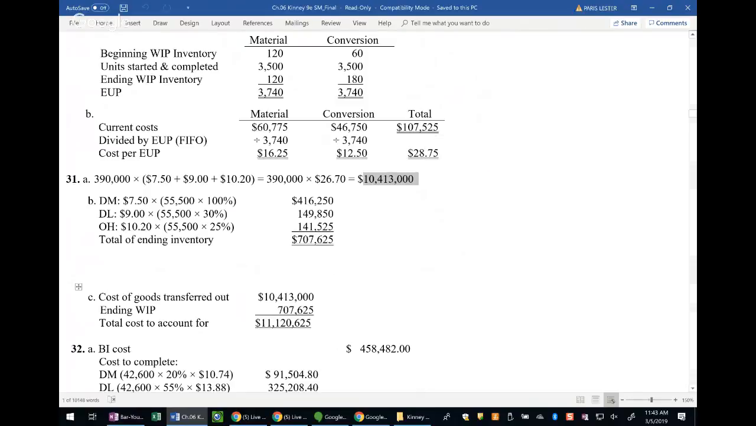All right. Cost of goods transferred out. Now hold on a minute. Hold on. Now your ending inventory is how much? 70 what? 707,625. Clayton, you add these two together. That's all they're doing right here. Right. Getting your cost to account for, right?